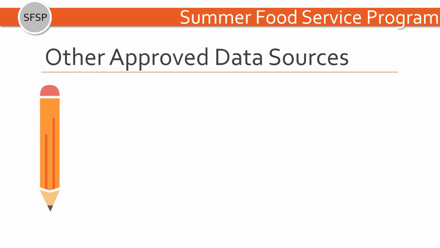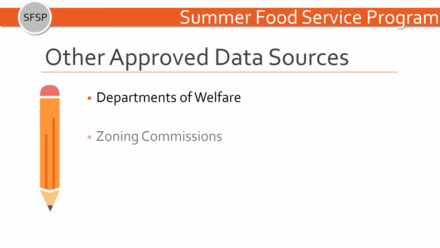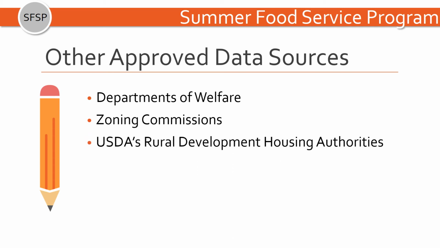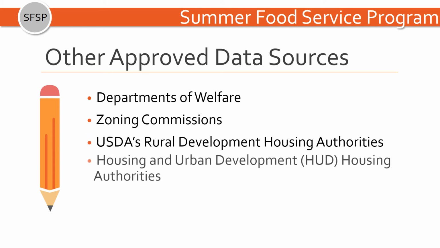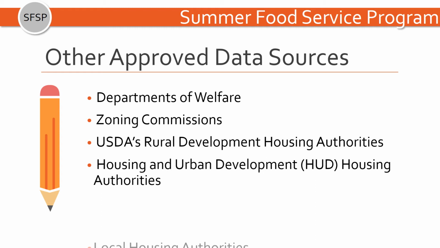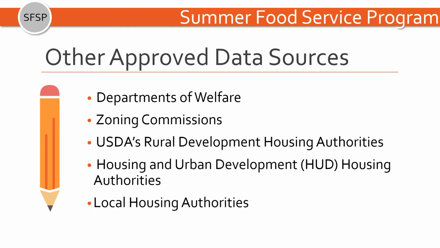Approved sources may include Departments of Welfare, zoning commissions, USDA's Rural Development Housing Authorities, Housing and Urban Development Housing Authorities, or local housing authorities. For example, if an SFSP site is located in a HUD Housing Authority development and it does not qualify based on school or census data, the site may be considered area eligible using HUD data if residents of the housing development meet income eligibility requirements that are equivalent to or more restrictive than the SFSP requirements.